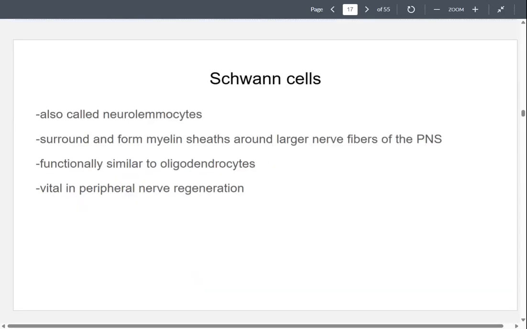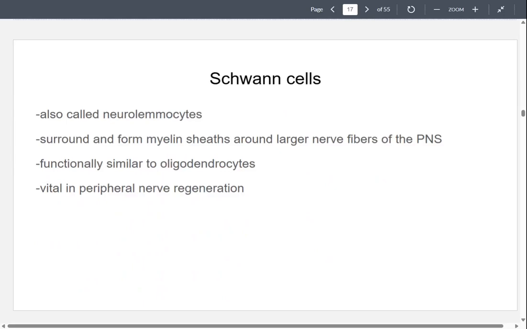Schwann cells are also called neurolemmocytes, but typically they're just referred to as Schwann cells. That is the German pronunciation because the person who discovered them was German, hence his last name, Schwann. Also, it's just fun to say. They act like the oligodendrocytes, only they're in the peripheral nervous system.